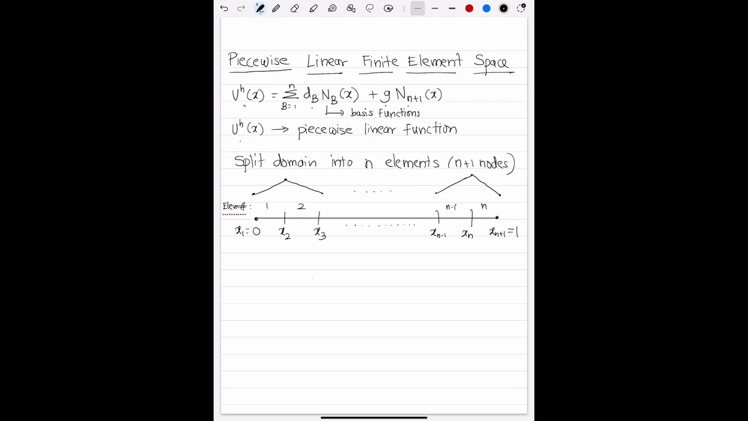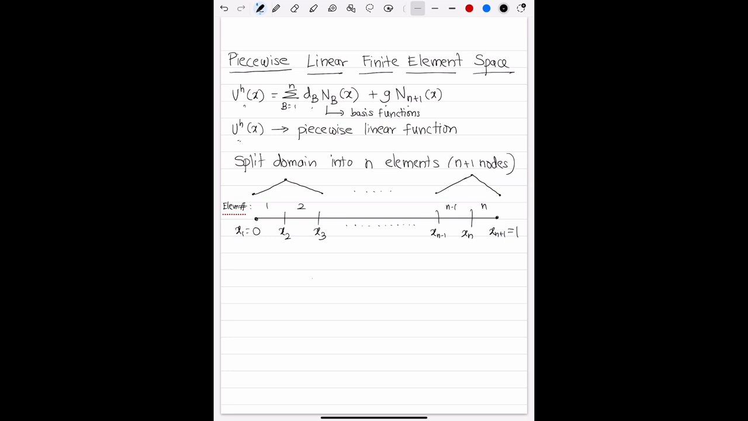Our goal in this video lecture series is to solve the Poisson's equation in 1D using the linear finite element method. When using linear elements, we essentially assume that the approximate solution u_h(x) is a piecewise linear function. We begin by splitting our domain, which is from x equal to 0 all the way up to 1, into n elements. We thus end up with n plus 1 nodes.